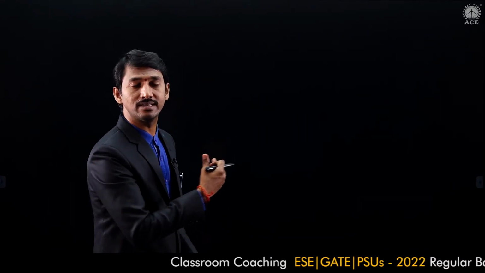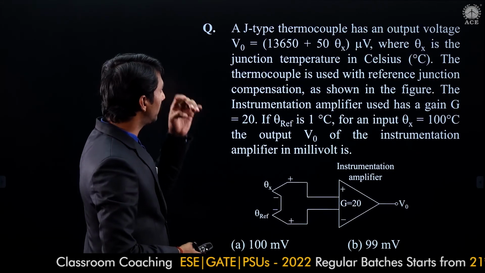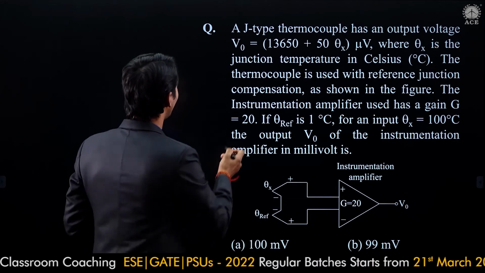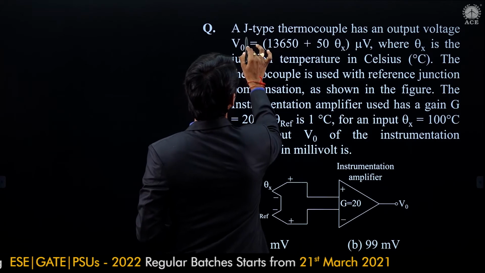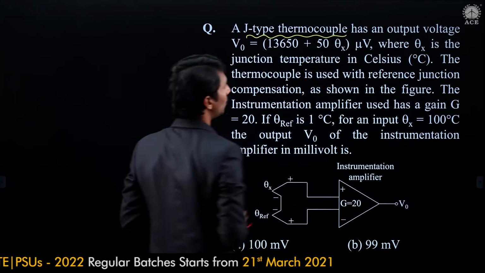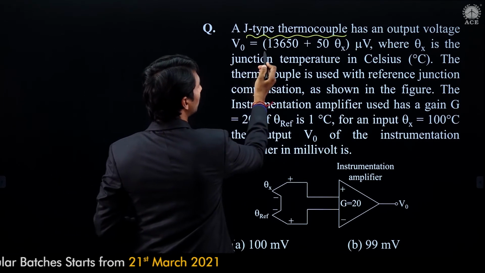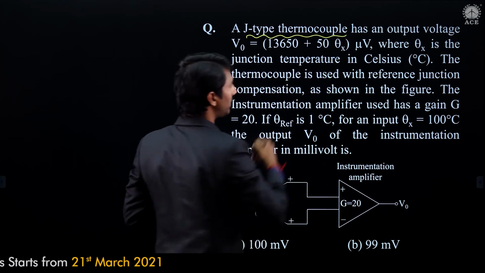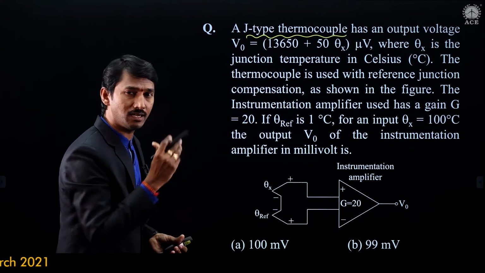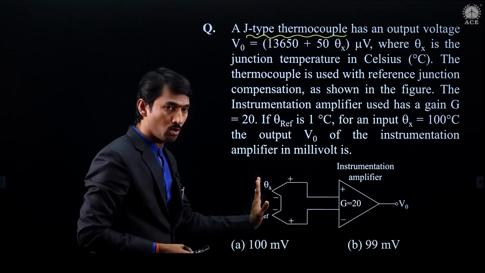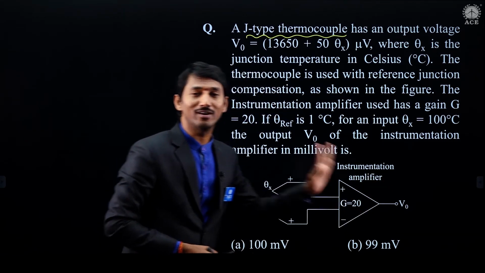The next question from sensors and industrial instrumentation is related to the thermocouple. He has clearly mentioned a J-type thermocouple. In that, the output voltage equation he has given is V0 equal to 13650 plus 50 theta x microvolt. So this V0 he has given. But if you see the figure, the corresponding thermocouple and an output side instrumentation amplifier are used. After that, V0 is taken.